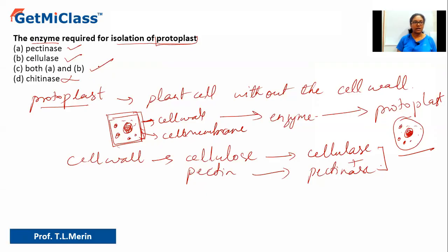So which is the correct answer? Since both the answers, A and B, are correct, we will go with option C, which consists of both. So let us conclude the answer is option C.